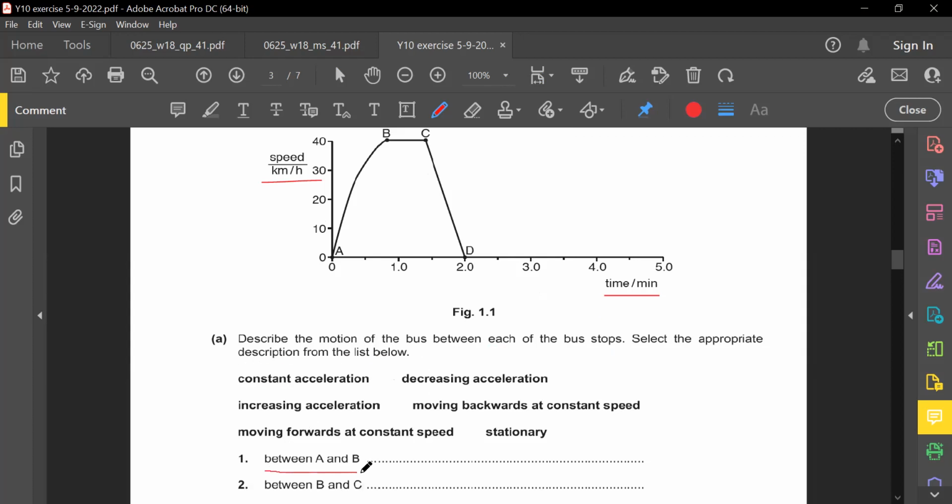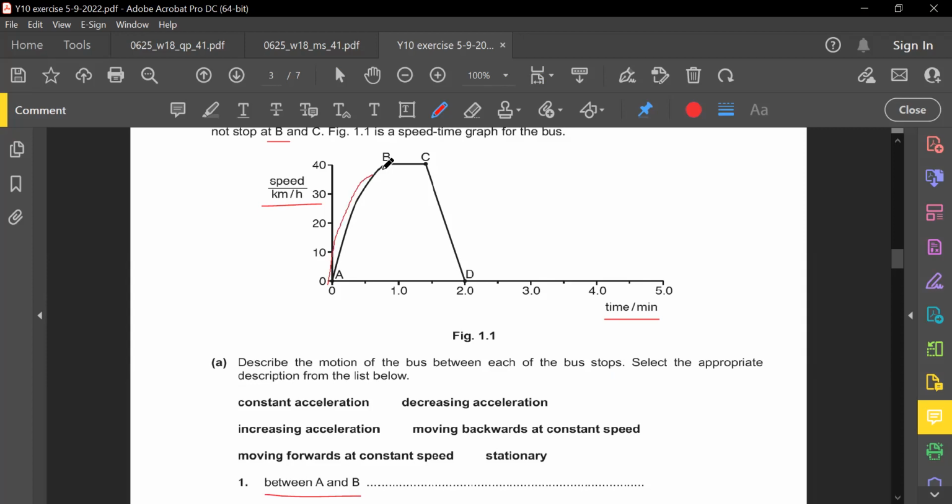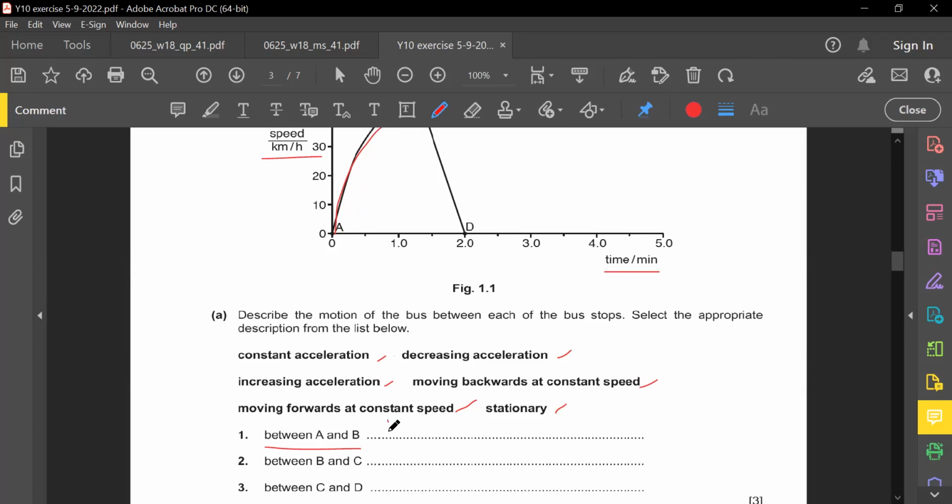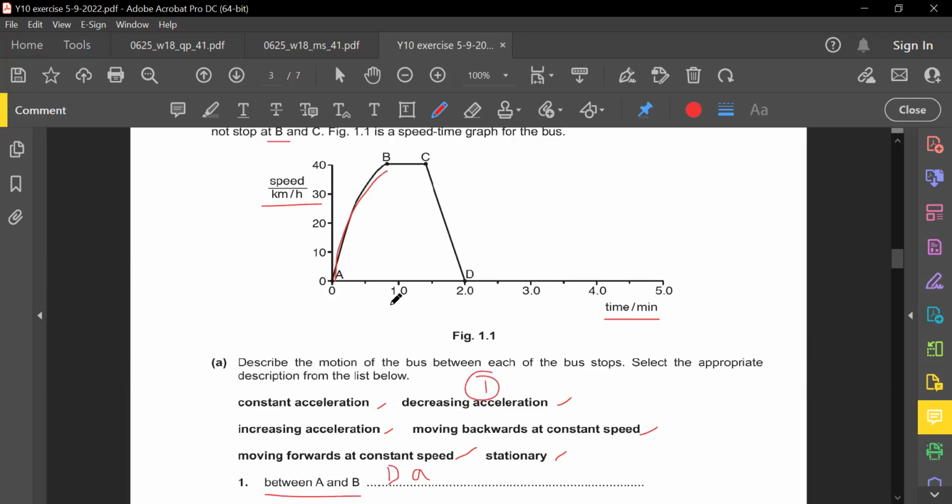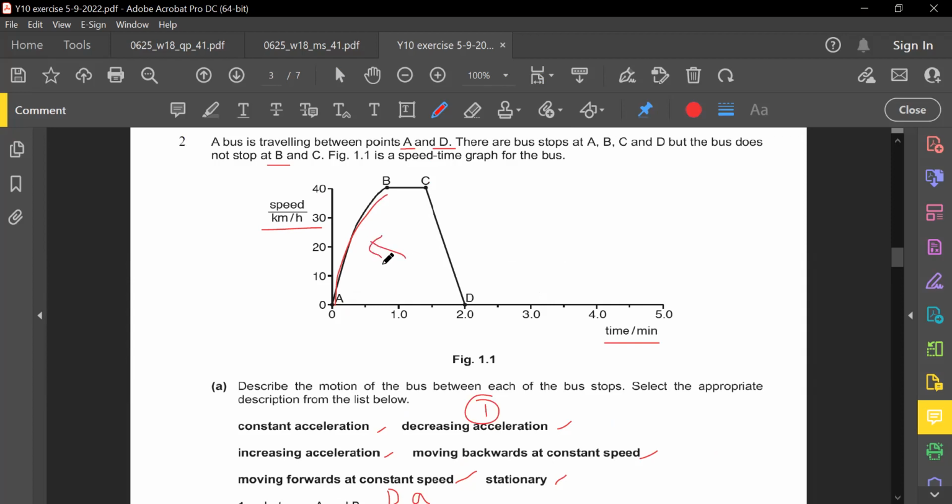Okay, between A and B. This here, what's this part called? Which one do you think it is? You have constant acceleration, decreasing acceleration, increasing acceleration, moving backwards, moving forward, or stationary. Which one do you pick for A and B? Good. This one here is decreasing acceleration for sure, right? Because you can see that the gradient is slowly decreasing for the first part.